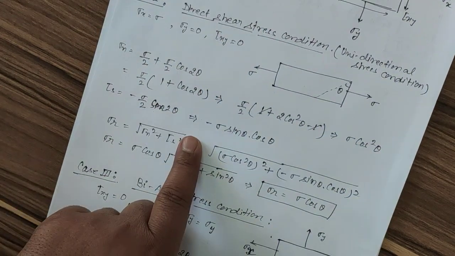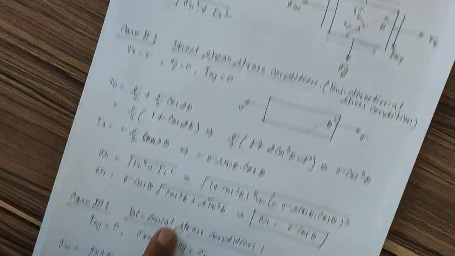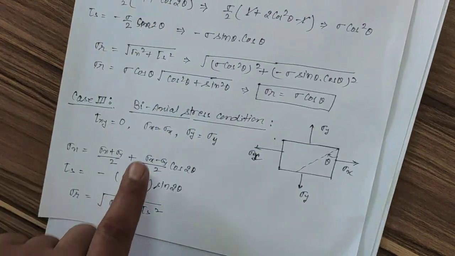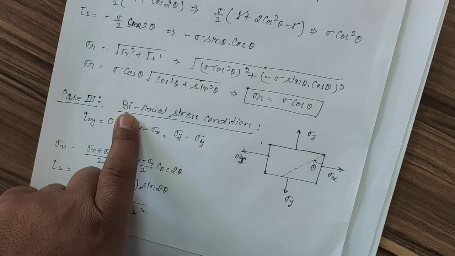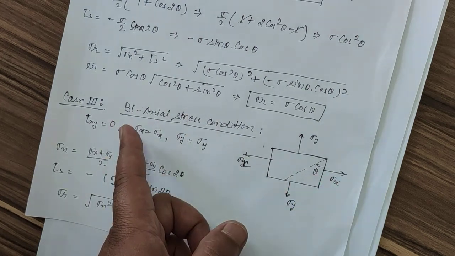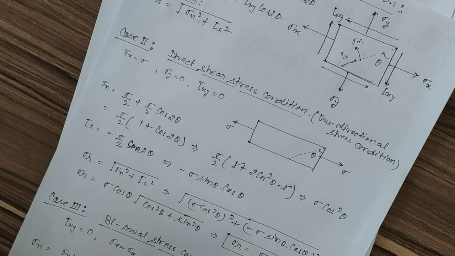After that you can derive the relation again. Suppose it is asked to calculate for the biaxial stress condition. First derive for the generalized case, then put conditions, and you will get the normal stress and shear stress on a plane which is making angle theta. The conditions of loading are the biaxial stress condition. Okay, so this is it for today.